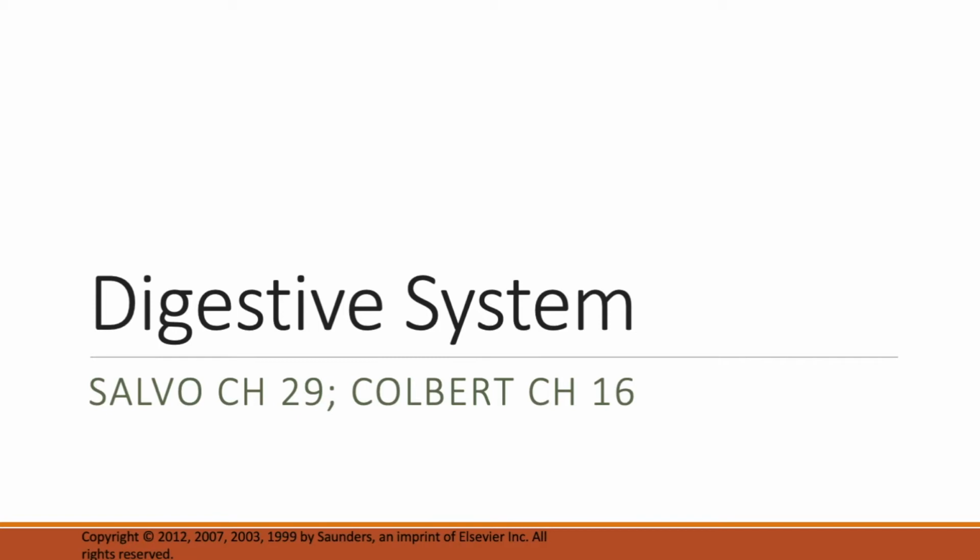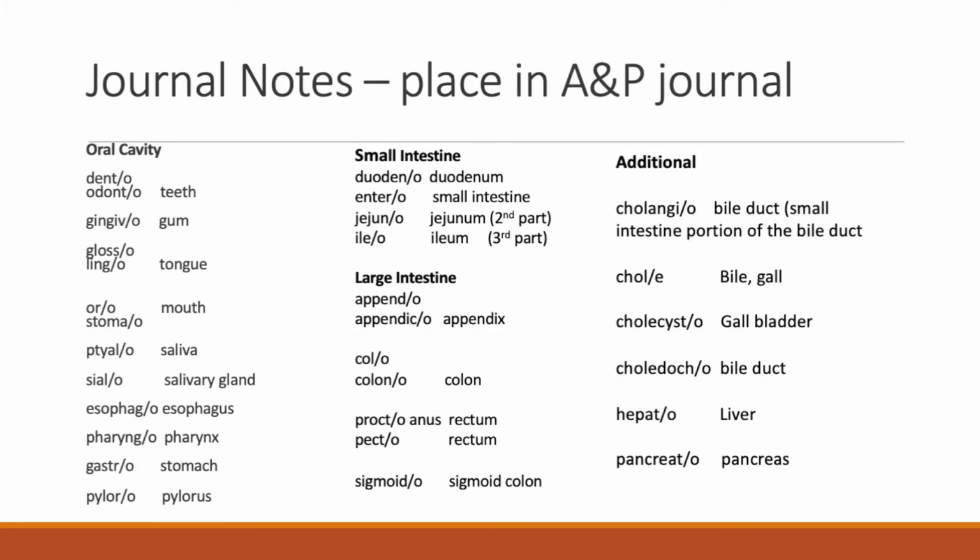Hi guys, today we're going to talk about the digestive system. It's chapter 16 in the Salvo book, Practice and Principles. But before we start on that, I want you to go ahead and get your anatomy and physiology journal. You're going to put this in the digestive system. So for me, that's page 48. Again, the digestive system, page 48 in your anatomy and physiology journal.